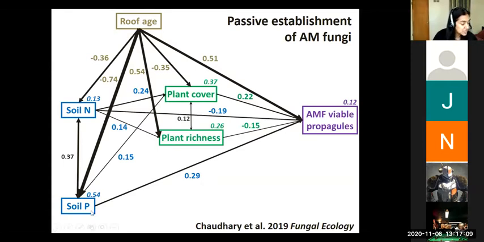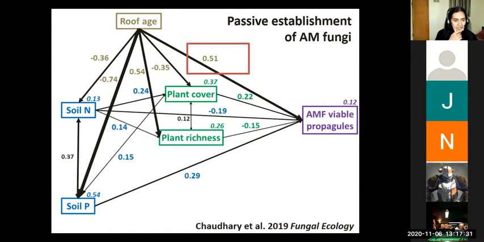Soil nutrients might, roof age might, and then we plugged all of our data into this model, and then we got estimates of the relative contributions of these factors. So there's just a lot of numbers going on, and let me just call your attention to a few.